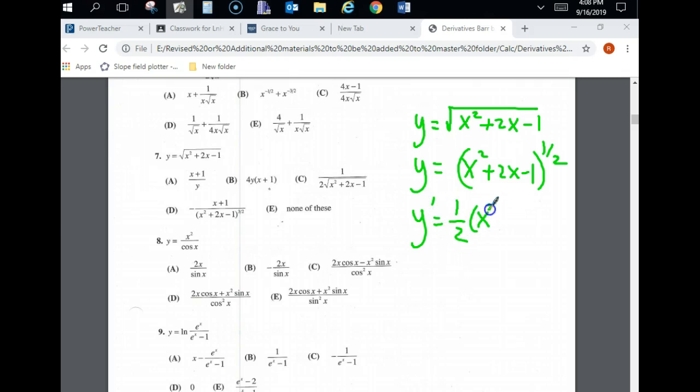Don't change the inside. And take 1 off of the power. The next thing we're going to do is multiply by the derivative of the inside, which is 2x plus 2.